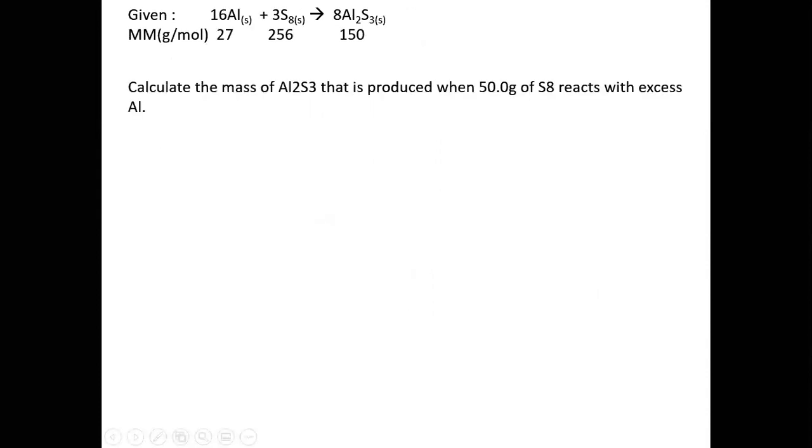So here we have a stoichiometry problem. It gives us the balanced chemical equation. It gives us the molar masses of our reactants and products. And it says calculate the mass of aluminum sulfide that is produced when 50 grams of sulfur reacts with excess aluminum. So anytime you see the word excess before a reactant, you can disregard that reactant. So what this means is that there's more than enough aluminum to react with all the sulfur.